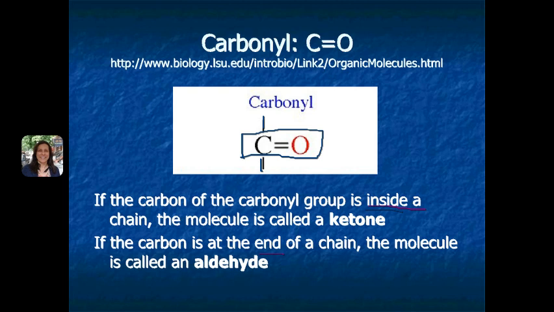If it is on the inside carbon or on one of the inside carbons, then that molecule is called a ketone. And if the carbon that is part of the carbonyl is at the end of the chain, in other words, carbon number 1, then the molecule is called an aldehyde. So both aldehydes and ketones have a carbonyl group.